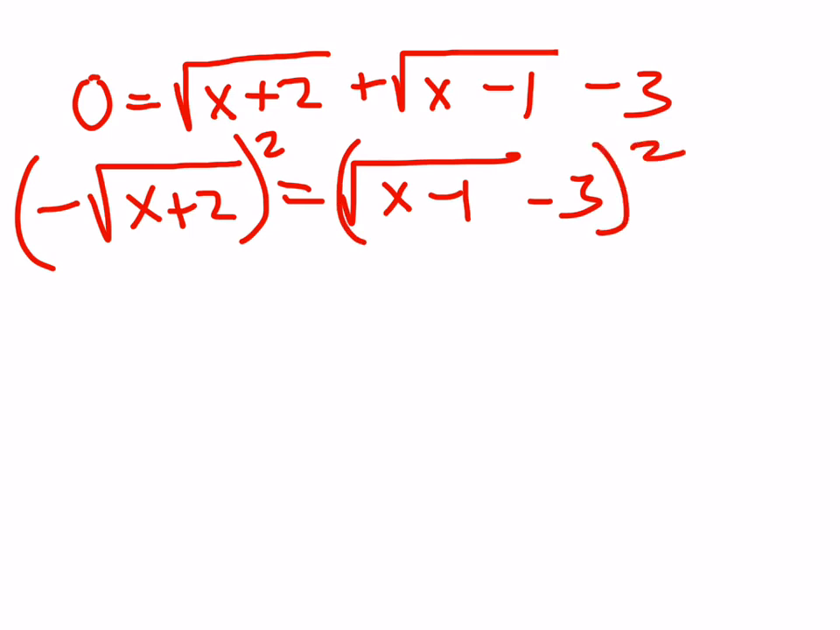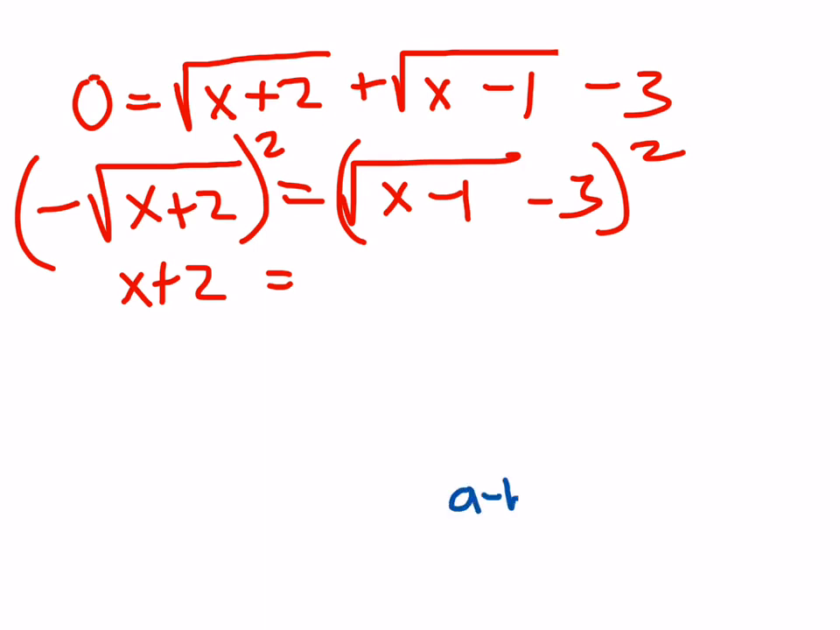Now when we square the left side, it's going to square that negative, and that's going to become a positive, of course, and the square root's going to go away, and we end up with x plus 2. Now, when we square this side, it's useful to remember this rule.